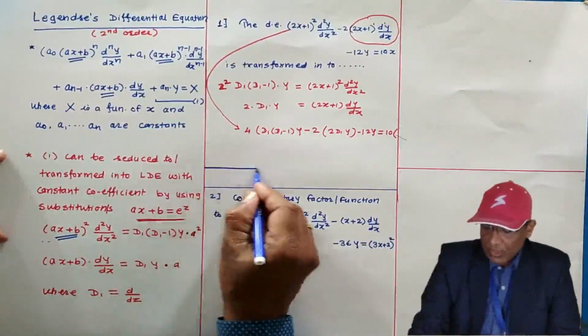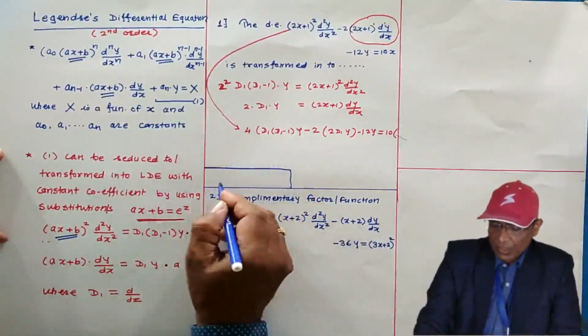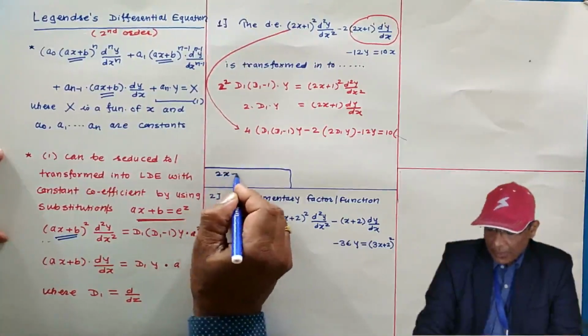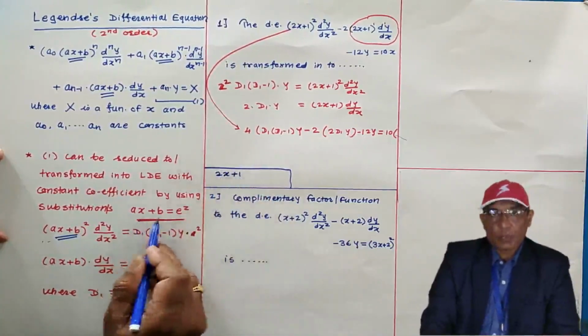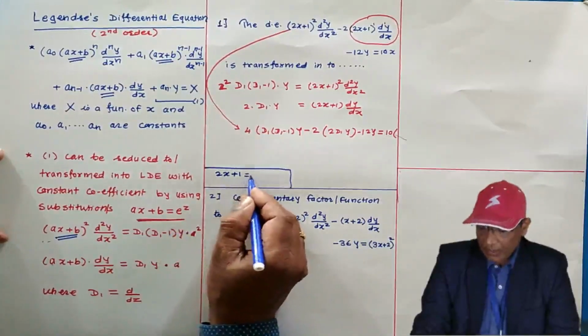What is the substitution in this case? The substitution is ax plus b. Ax plus b is equal to e power z.